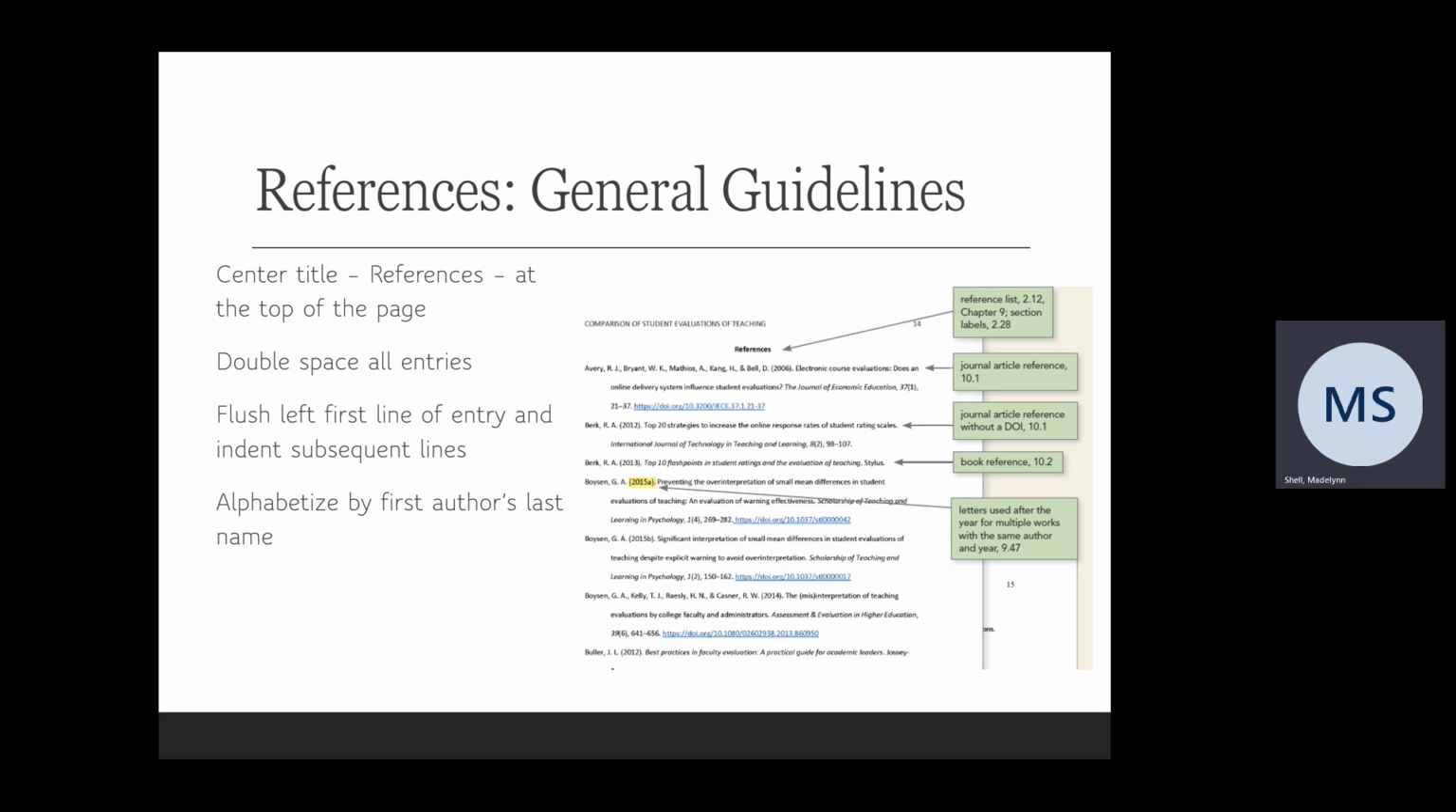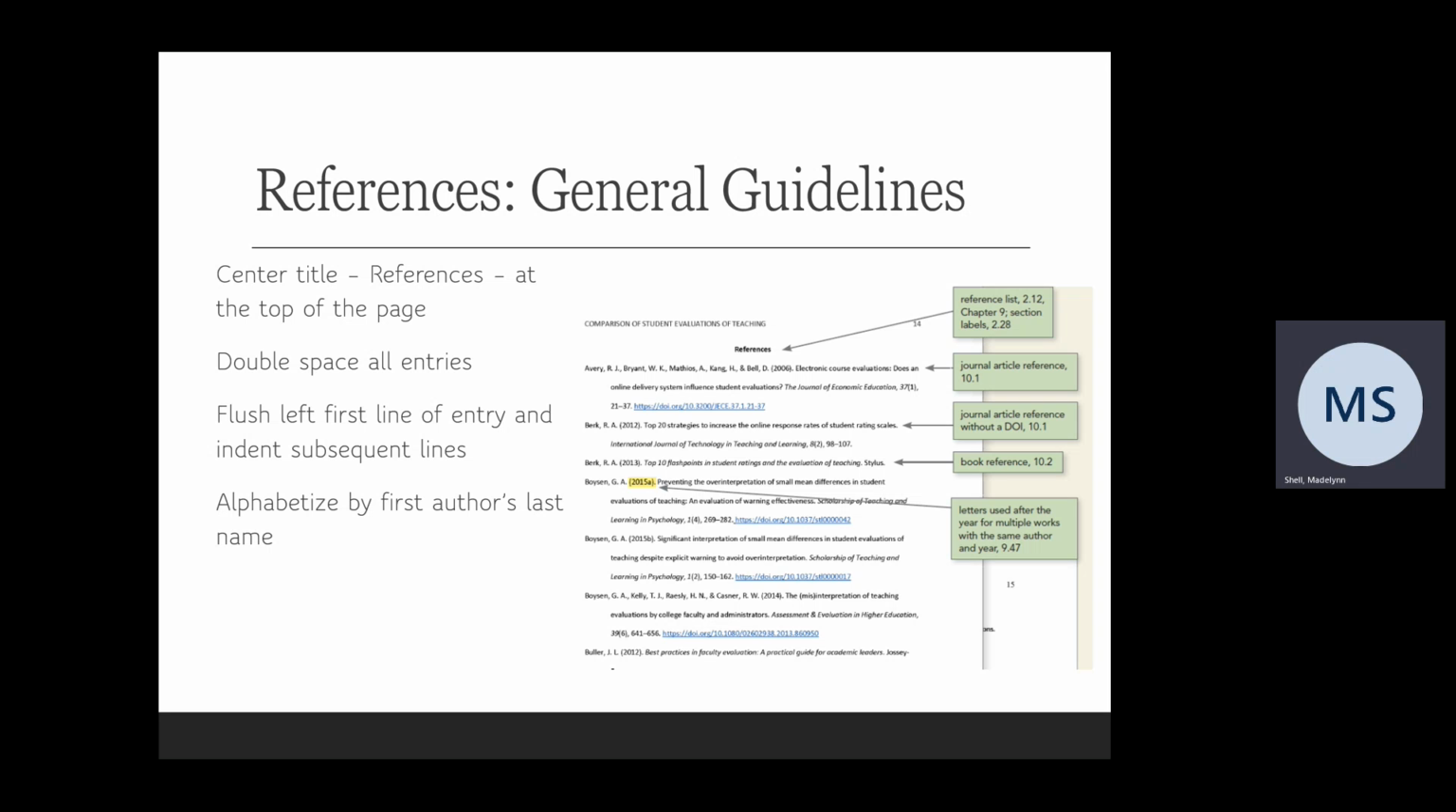Okay, so the references list should include every source that you referenced in your paper, and also every source that is listed in your references list should have been cited in your paper. So you want to make sure that every time you include a citation in the text of your paper, it's also in the references, and vice versa.